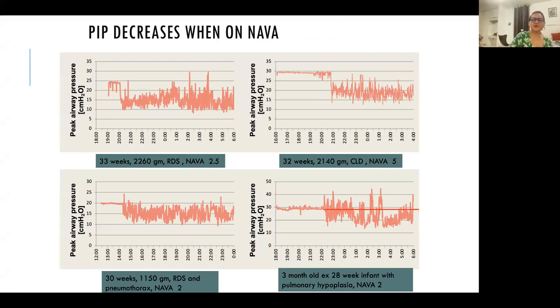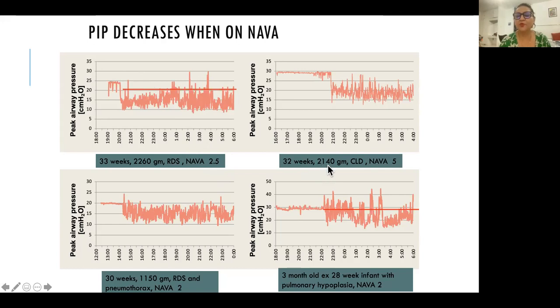Now, these are the examples when you have put the baby from pressure control to NAVA, how the PIP has decreased. So these are the 4 examples. A 33-weeker, 2,260 gram baby who was having RDS and was requiring 25 of PIP and still was not maintaining his CO2s and O2s. Baby was put on NAVA, and with a NAVA level of 2.5, you see what is happening to the pressures. The PIP has come down from 25 to 20.